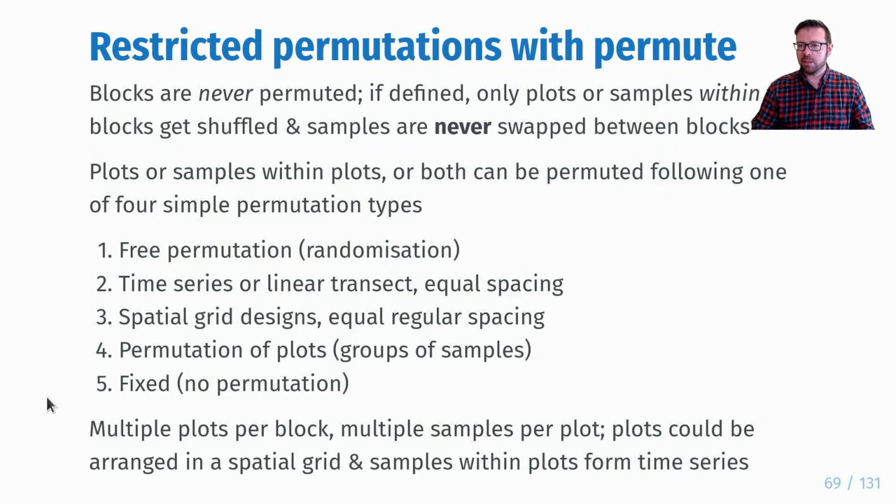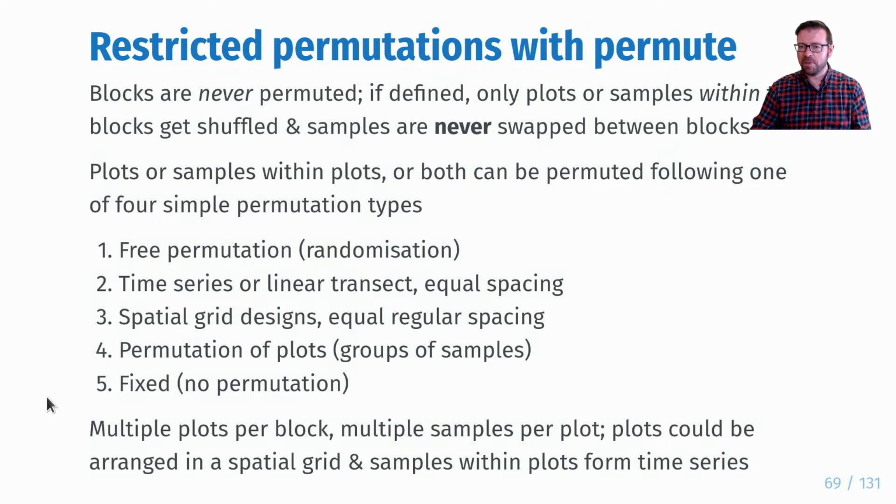We can have plots or samples within plots, or we can have both. These can be permuted. So you can permute the plots, you can permute the samples while keeping the plots fixed, or you can permute the plots and the samples if you want to randomize all of that, depending on the hypothesis. And how we actually do the shuffling can be in terms of pure randomization. We can shuffle them according to a time series or a linear transect for equally spaced data in time. Or we can have a spatial grid for regular spacing in space. We can permute, as I've said, the plots themselves, so we can swap around entire plots of samples, okay? Or we can keep them fixed.